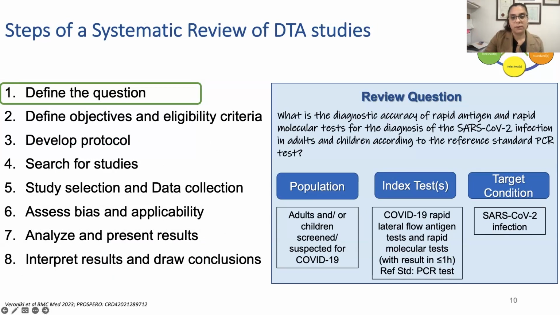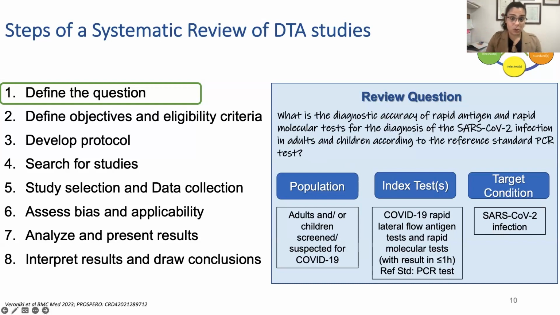So, for example, in our systematic review of diagnostic test accuracy studies, the review question was, what is the diagnostic accuracy of rapid antigen and rapid molecular tests for the diagnosis of SARS-CoV-2 infection in both adults and children, according to the reference standard PCR test? Now, having identified the clinical question, we need to also define the PICO criteria.